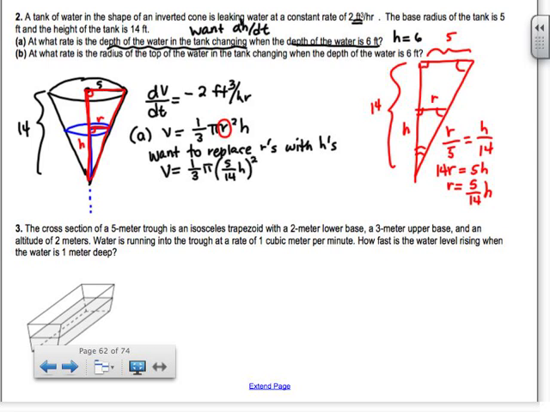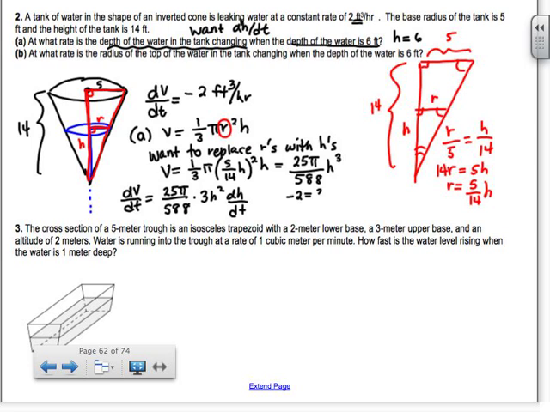So I get V equals 1/3 pi times (5 over 14 h) squared times h. So when you simplify, that's going to be 25 over 196 when you square. So I'm going to have 25 pi on the top, and then 196 times 3, so 588 on the bottom. And then I'm going to have h cubed, because I had h squared times h. Okay, that's easy to take the derivative of, so dV over dt is just pull that number out front, so 25 pi over 588 is all just a number, so you're going to have 3h squared dh over dt.